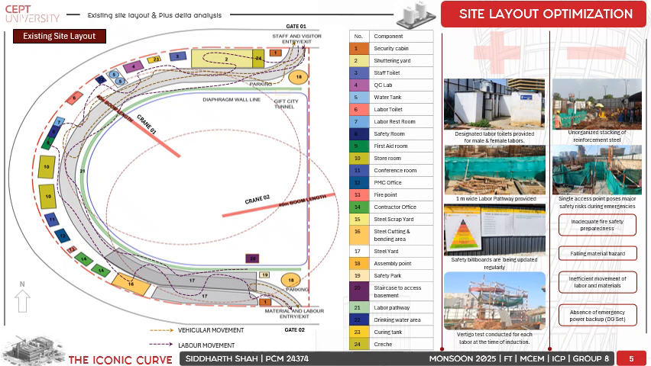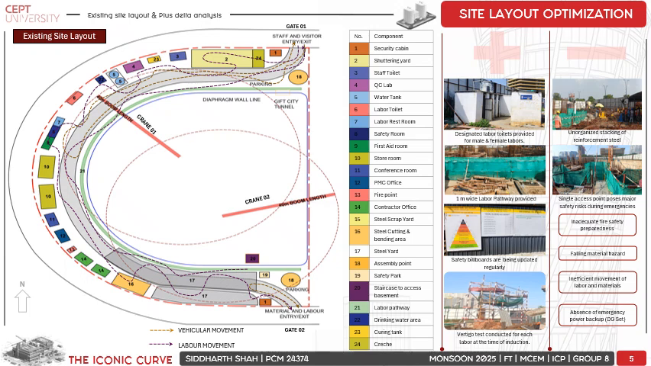As you can see in the layout, because of the unorganized stacking of steel in the rear part of the building, the labor movement in this part is not smooth. We also found that the shuttering material was not arranged properly, due to which the vehicle cannot move beyond a certain point.